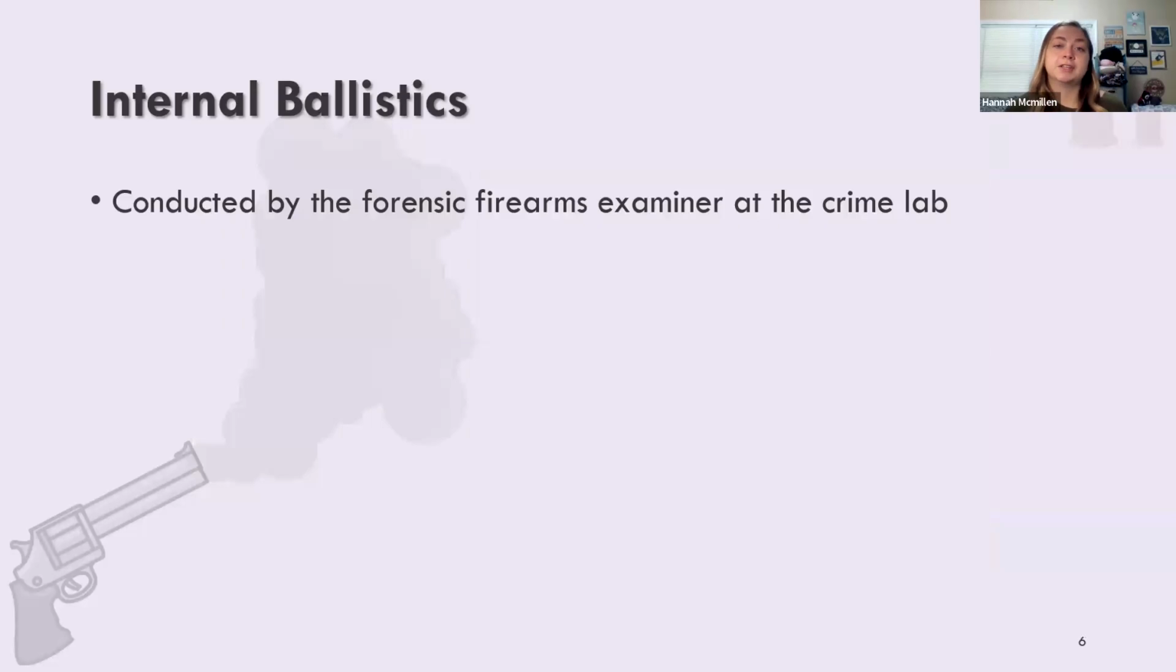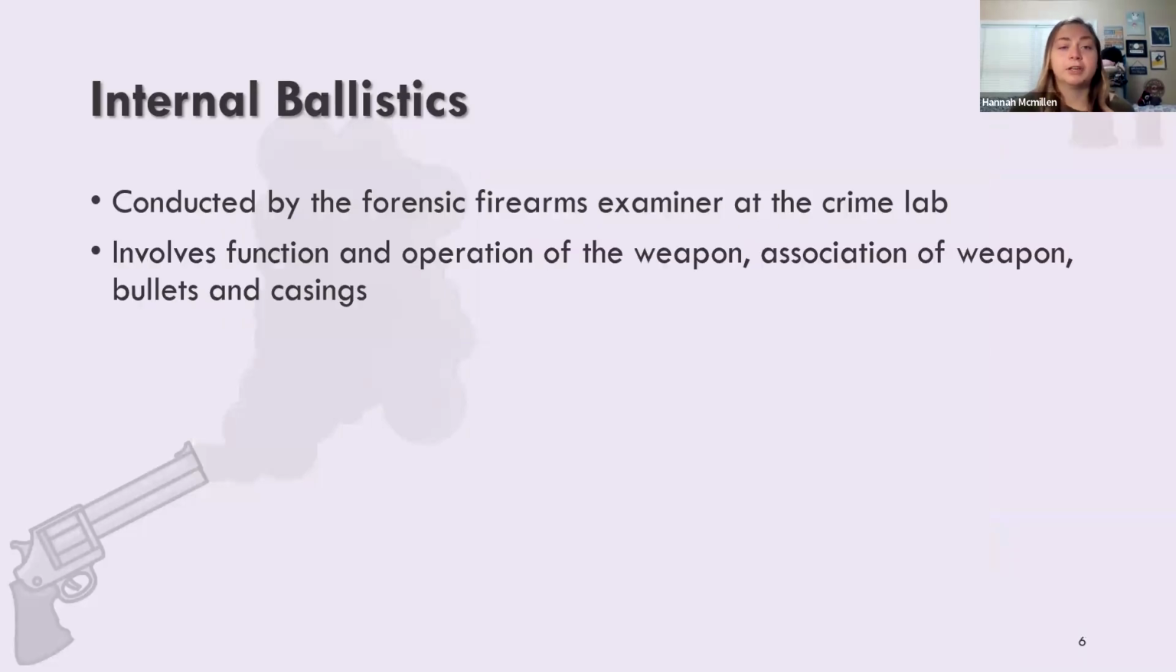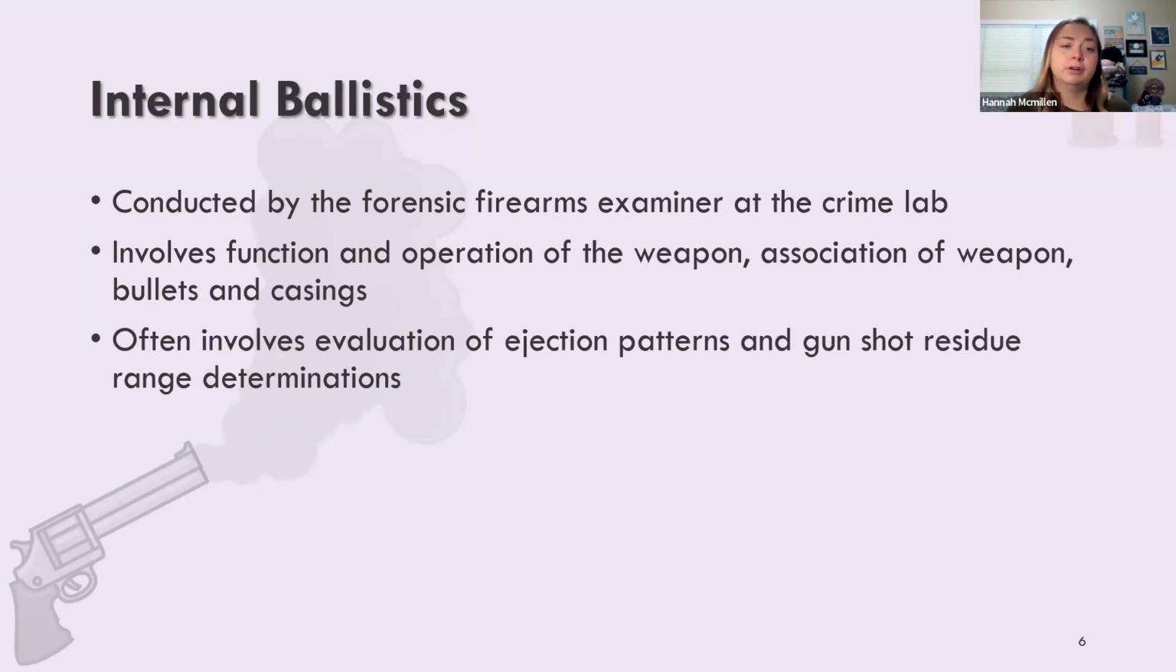Internal ballistics is conducted by the forensic firearm examiner at the crime lab. This involves looking for the function and operation of the weapon, the association of the weapon, and then the bullet in its cartridge cases. So does the weapon actually work? Could it have fired these types of cartridge cases that were left behind at the scene? Who owns this weapon? What's the serial number of this weapon? How many hands has this firearm traveled through? This is often going to involve evaluation of ejection patterns and gunshot residue range determinations.